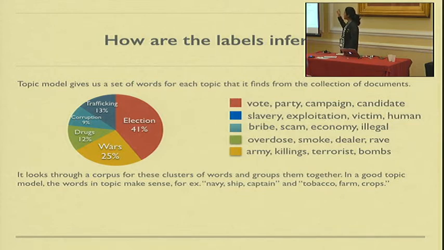It rather gives a group of lists of words. So for example, our technique gives the list vote, party, campaign, and candidate, and we ourselves have to infer from that this group of words can belong to a topic election, and so on. So that's how topic modeling works.